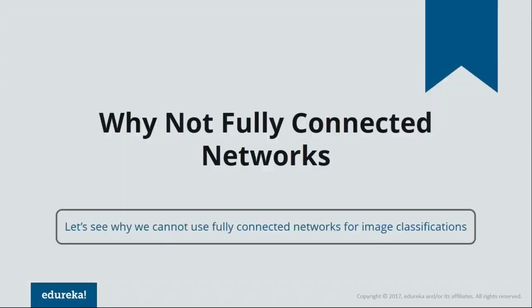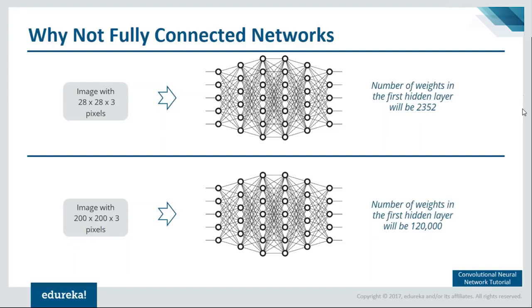So let's move forward and see why we can't use fully connected networks for image classification. Consider an image which has 28 cross 28 cross 3 pixels. When I feed this image to a fully connected network like this, the total number of weights required in the first hidden layer will be 2352. You can just go ahead and multiply it yourself.